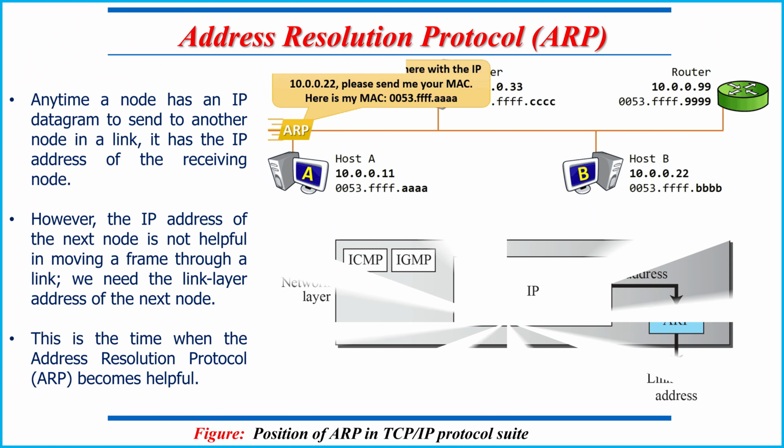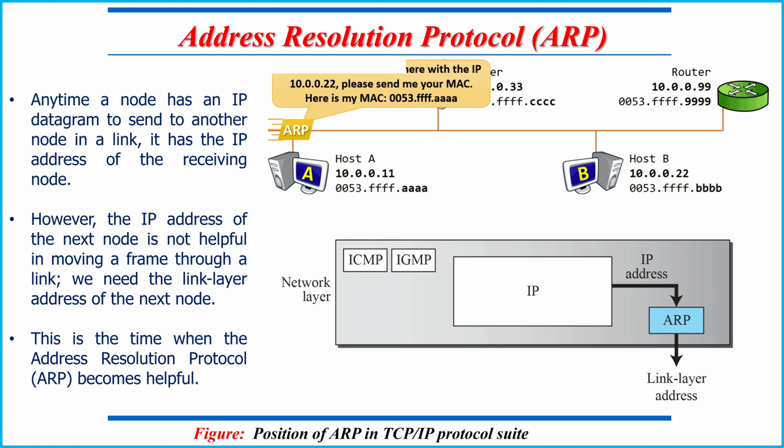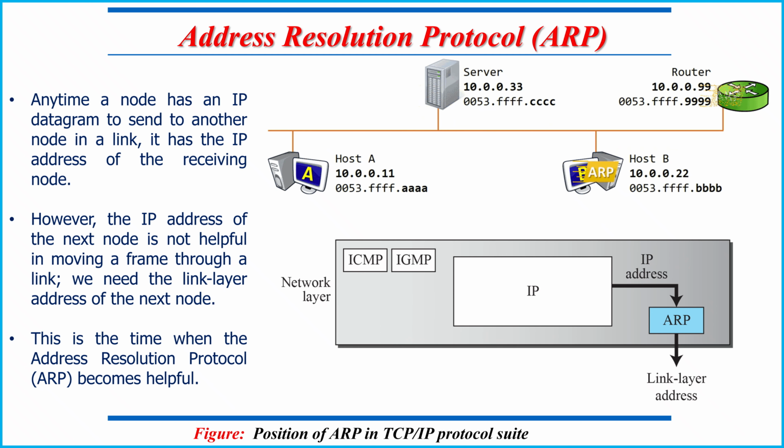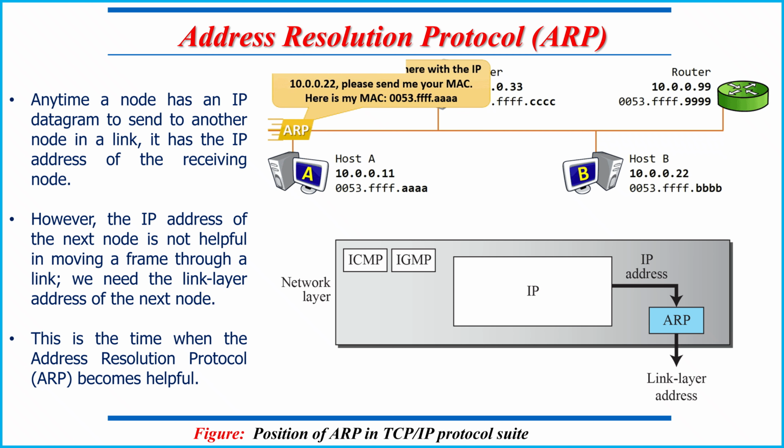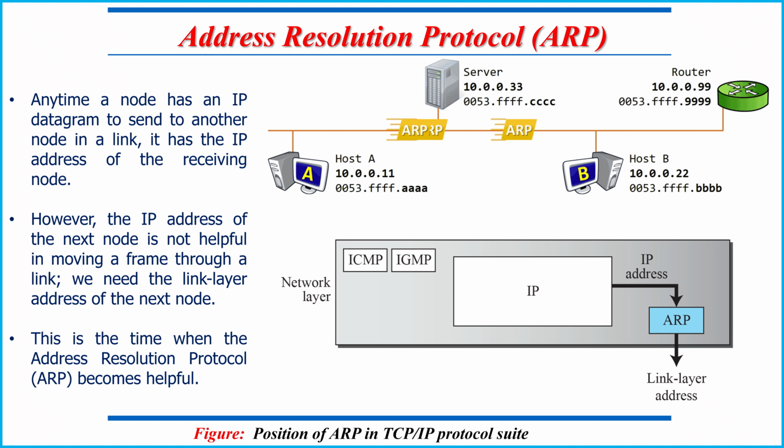Next we will see about Address Resolution Protocol, ARP. Anytime a node has an IP datagram to send to another node in a link, it has the IP address of the receiving node. However, the IP address of the next node is not helpful in moving a frame through a link. So, we need a link layer address of the next node. This is where we need the Address Resolution Protocol, which becomes very useful.